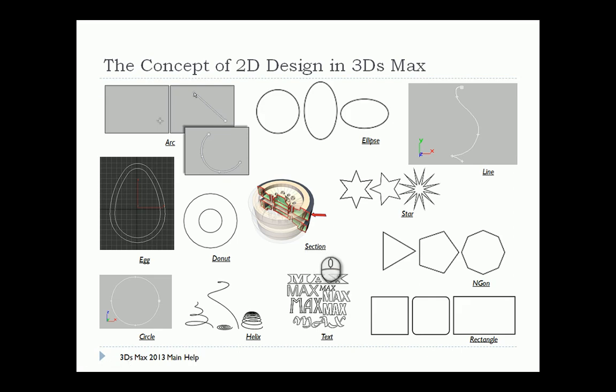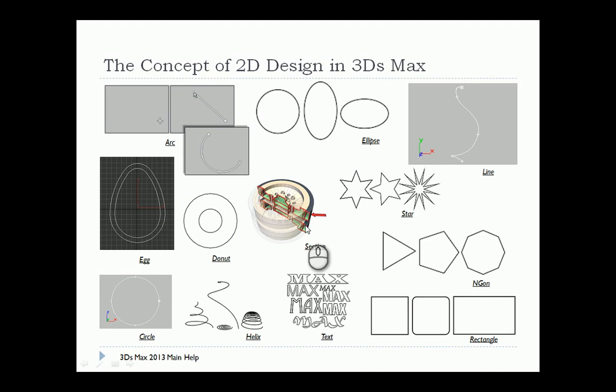So what are the available shapes we have? Basically, we can go with a simple line. It can be either straight or curved. It can be the basic shape. It could be arcs, ellipse, egg, donuts, and stars, n-gons, which is like a triangle or square or pentagon, whatever the number of sides you have, whatever you want to call it. And then a full enclosed circle, helix, which is basically a 3D curved line. And the really important ones are text and also rectangles.